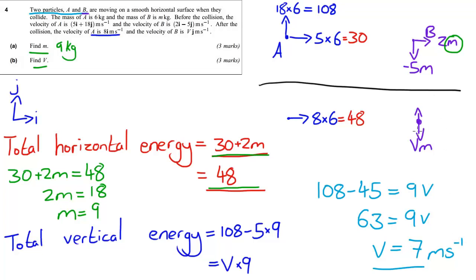So we know that this is not going down anymore, this is up. This is a positive 7 meters per second, and that is our answer here, 7 meters per second.